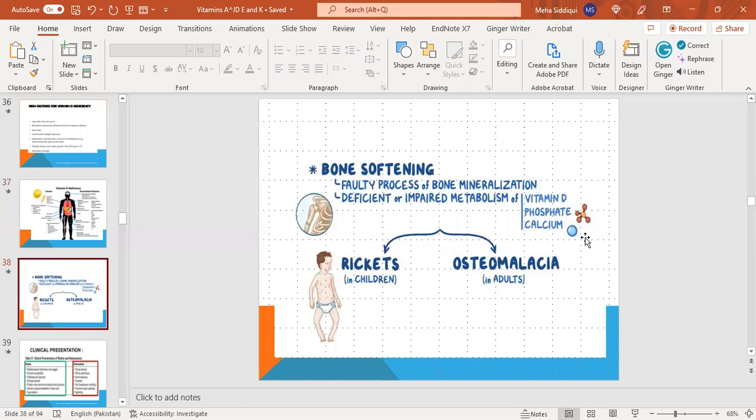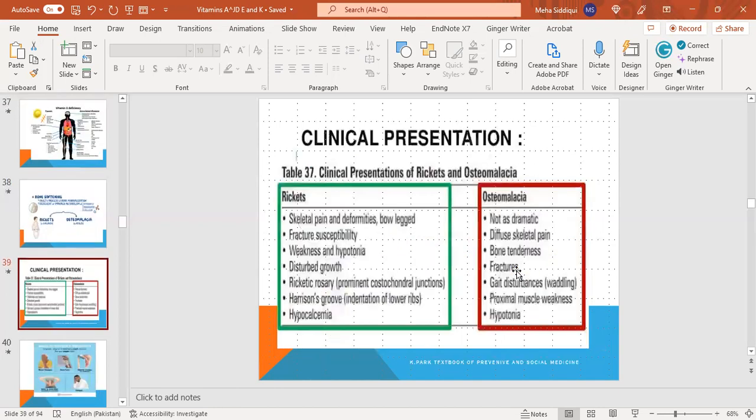Now, bone softening, a faulty process of bone mineralization, or deficient or impaired metabolism, these are all due to vitamin D deficiency, which also leads to phosphate and calcium deficiency. In children, it presents as a group of symptoms also called rickets, and in adults it causes osteomalacia. Clinical presentation of rickets includes skeletal pain and deformities, bow legs, fracture susceptibility, weakness, hypotonia, disturbed growth, rickety rosary, that is prominent costochondral junctions, and Harrison's groove, that is indentation of the lower ribs, and hypocalcemia. These are the signs by which we can diagnose vitamin D deficiency in children.